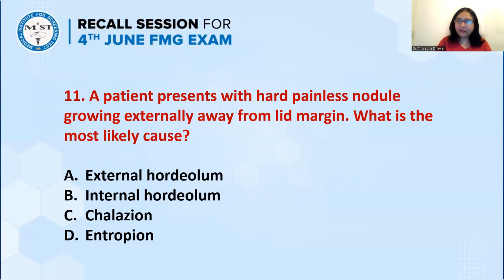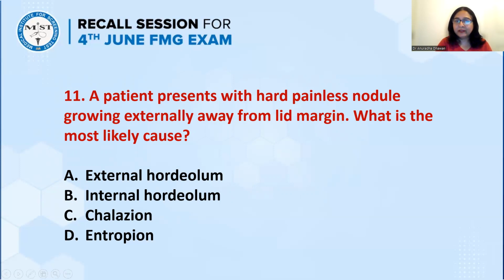Then moving to another question, again a very good, very straightforward question, a case scenario in which they ask that the patient presents with a hard painless nodule growing externally away from the lid margin. They have described the lesion very beautifully. First of all, imagine what lid nodules you want to consider when such a question is there. We know there can be chalazion, there can be stye, which is also known as external hordeolum, or there can be an infected chalazion, that is the chalazion becomes infected, which is known as internal hordeolum.